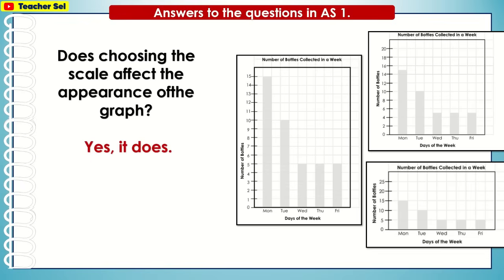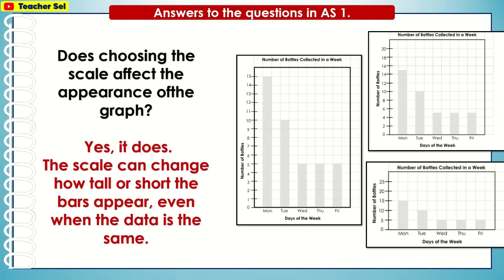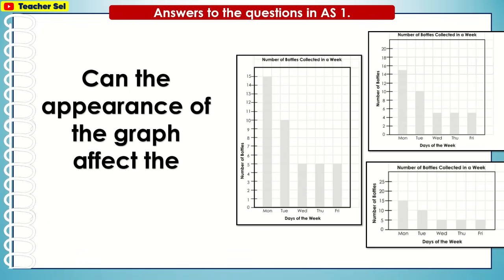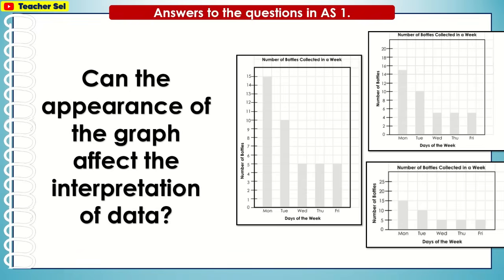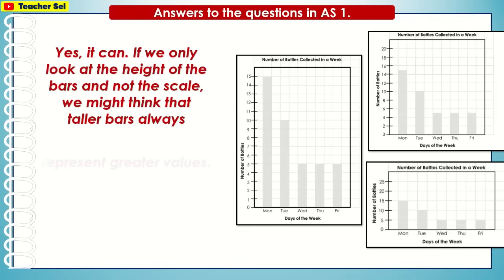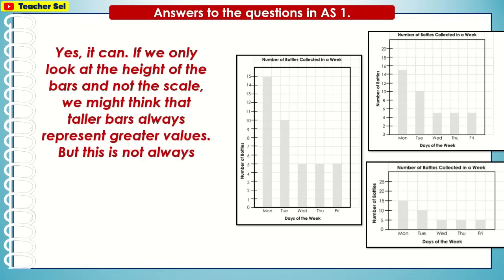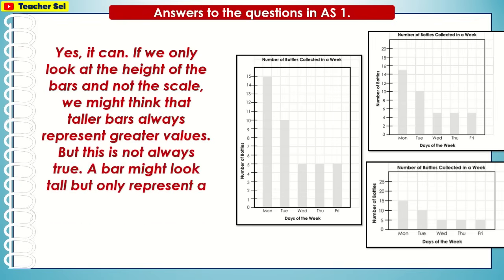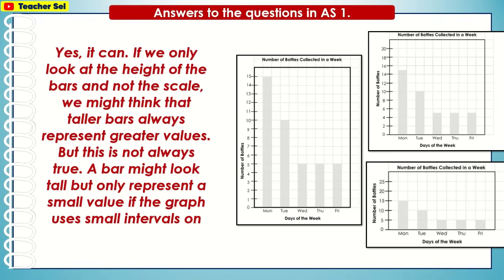Does choosing the scale affect the appearance of the graph? Yes, it does. The scale can change how tall or short the bars appear, even when the data is the same. Can the appearance of the graph affect the interpretation of data? Yes, it can. If we only look at the height of the bars and not the scale, we might think that taller bars always represent greater values. But this is not always true. A bar might look tall but only represent a small value if the graph uses small intervals on the scale.